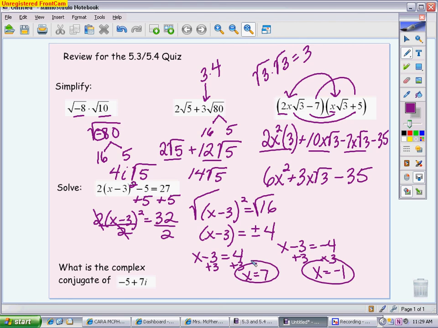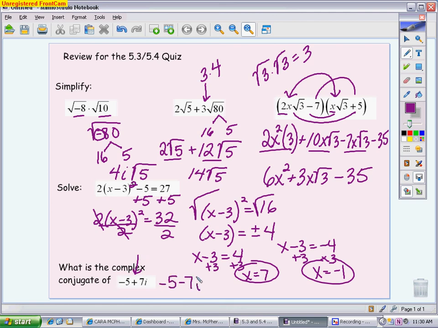The last problem I put up here really isn't any work associated with it. I just want to make sure you remember the language and the terminology we used in class. Complex conjugate. A complex number has a real part, the part that doesn't have the i, and the imaginary part, the part that does. The complex conjugate is the exact same complex number, except the sign between the real and the imaginary part is opposite. So my complex conjugate for this one will be negative 5 minus 7i.